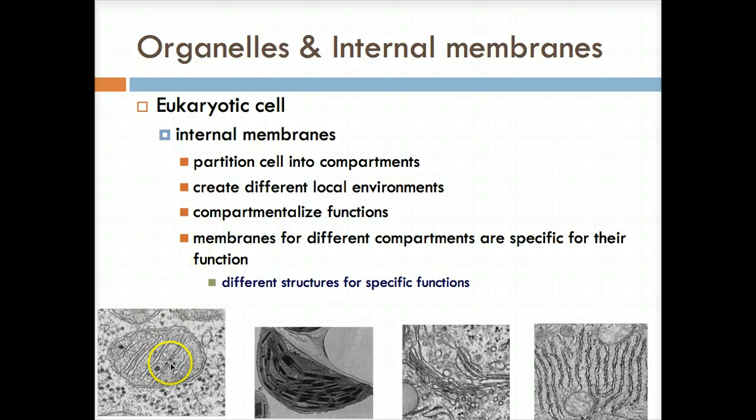So for example, down here, this is a mitochondria organelle, and you can see it's highly folded on the inside, and that's going to be very important when we talk about creating energy within the cell. Here is an example of a chloroplast. Here's some Golgi apparatus right here, and here is some endoplasmic reticulum.